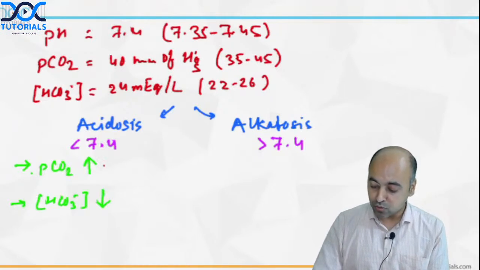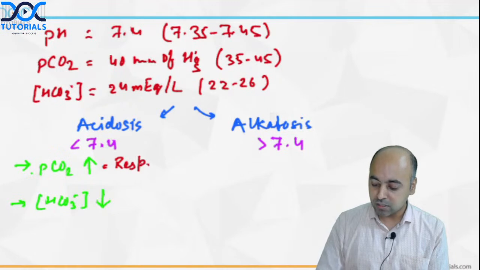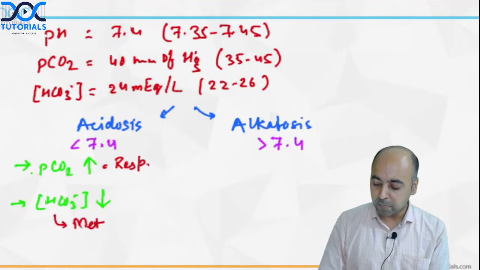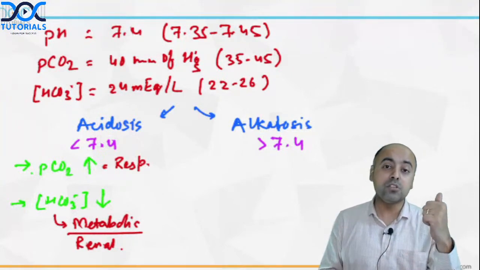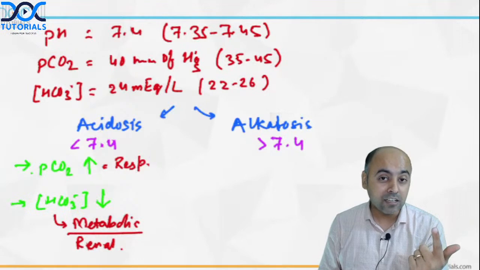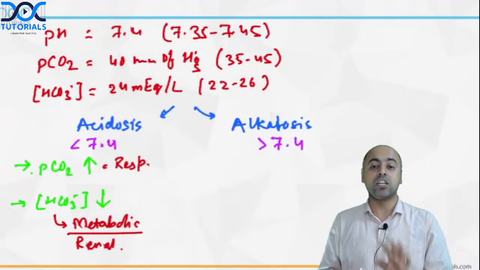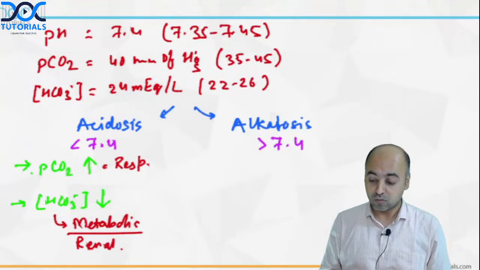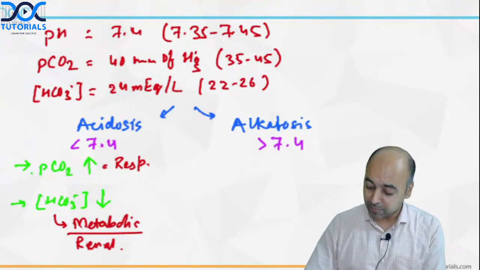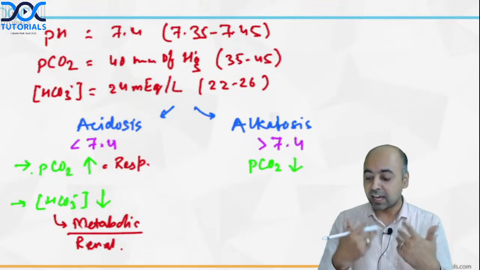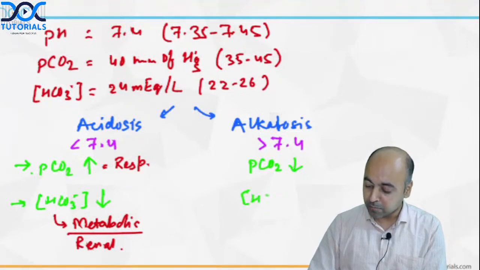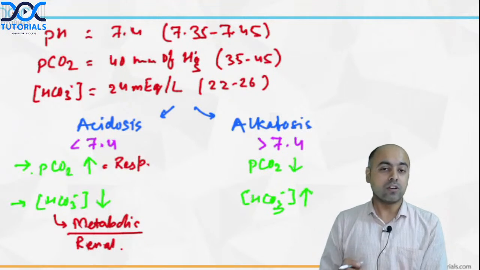So PCO2 changes are respiratory in nature. Bicarbonate changes are metabolic in nature. Sometimes they can also be called renal in nature. So in acidosis, either PCO2 is increased, in which case it will be respiratory, or bicarbonate is decreased, in which case it will be metabolic in nature. Similarly, for alkalosis, what will happen to PCO2? PCO2 should be decreased so that we have less H plus and alkalosis will be there, or the bicarbonate concentration should be increased.